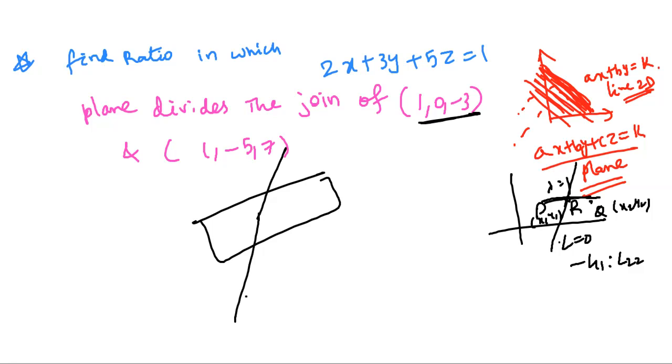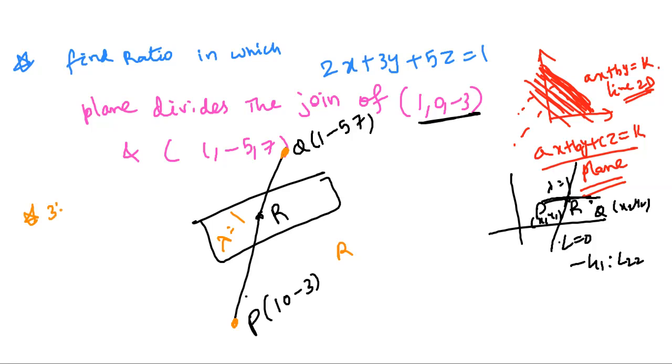That is, suppose this is a point, say (1, 0, -3), and this is a point (1, -5, 7). So there is this line joining PQ, and this plane is basically intersecting this line at the point R. Then you say that the plane divides the join of P and Q in ratio PR is to RQ. Okay, so let us assume PR is to RQ equal to lambda is to 1. Then by default you assume internal division, but if lambda comes to be negative, then you understand that it is not internal division, but actually external division.